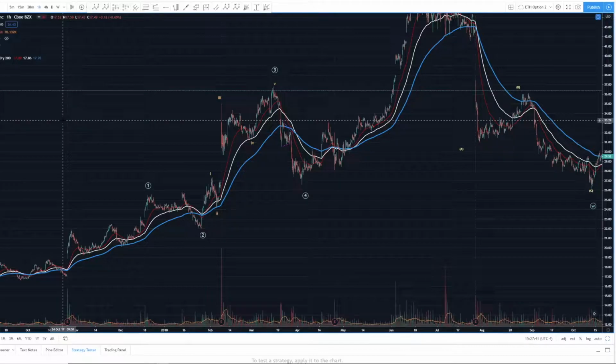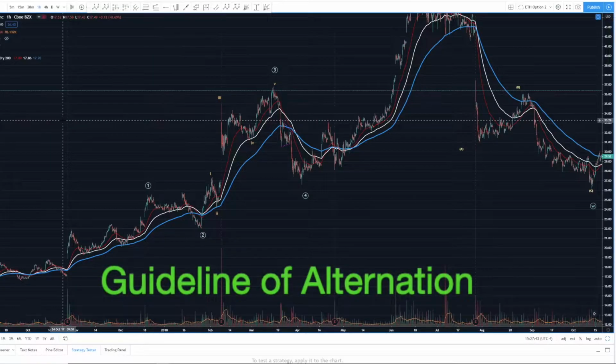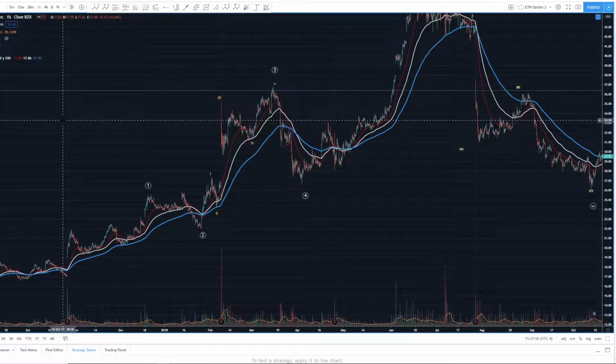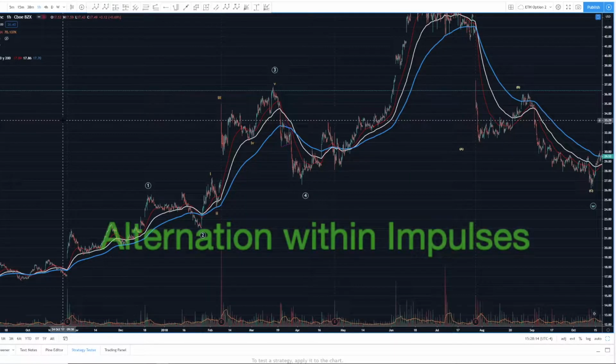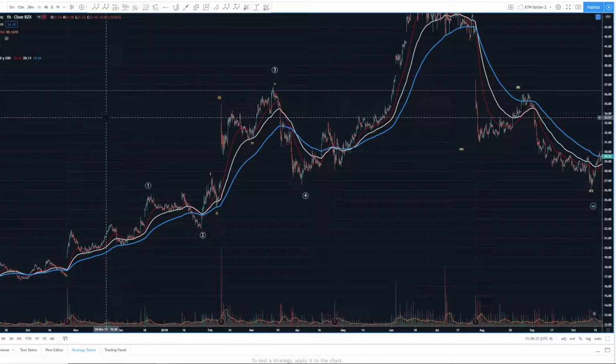The next guideline we're going to talk about today is the Guideline of Alternation. Now, this guideline is extremely important and is almost always accurate. What this guideline states is that alternation is basically a law of markets. So let's split this into impulses and corrections. First off, let's talk about alternation within an impulse. What exactly do I mean by this? Basically, what this guideline is stating is that if wave 2 of an impulse is a sharp correction, we can expect wave 4 to be a sideways correction, or more slower, and vice versa as well. One exception is that this rule doesn't apply to diagonals. That's really important to keep in mind.